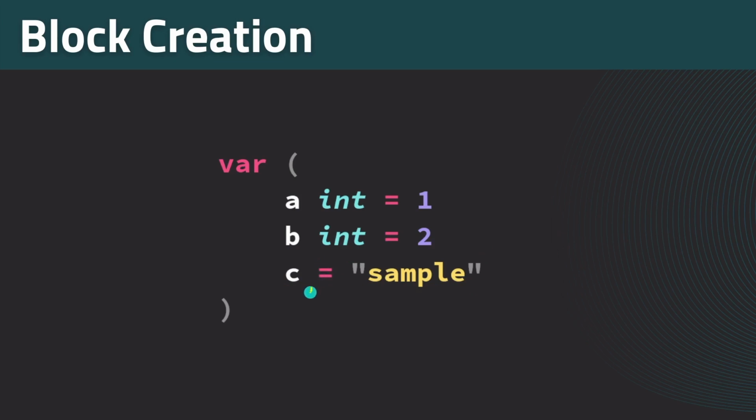We didn't include a type annotation here, and that's because the compiler uses type inference. So it will see that we're working with a string because we have double quotes, and it will assign a string type to C. Down here, after this block, we'll be able to use A, B, and C as individual variables, as if we had created them one line at a time.